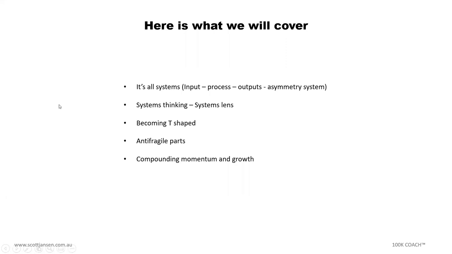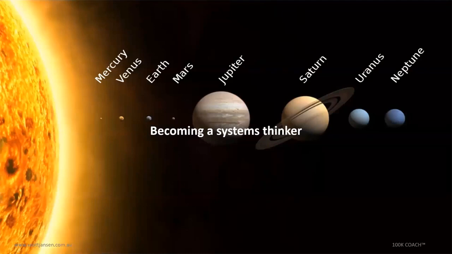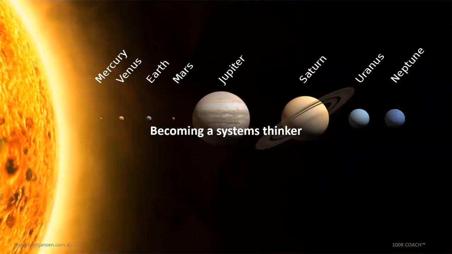So here's what we're going to cover. First thing I'm going to introduce you to, and one of the most important shifts that you need to make in your mind and how you view your system, is to realize that your system and your business is just that. It is a system that is made up of inputs, processes, outputs, and an asymmetry system, which I've designed for you. Next, we're going to look at systems thinking, how to think like a systems thinker through a systems lens. Next, becoming T-shaped, anti-fragile parts, and compounding momentum and growth. So let's go.